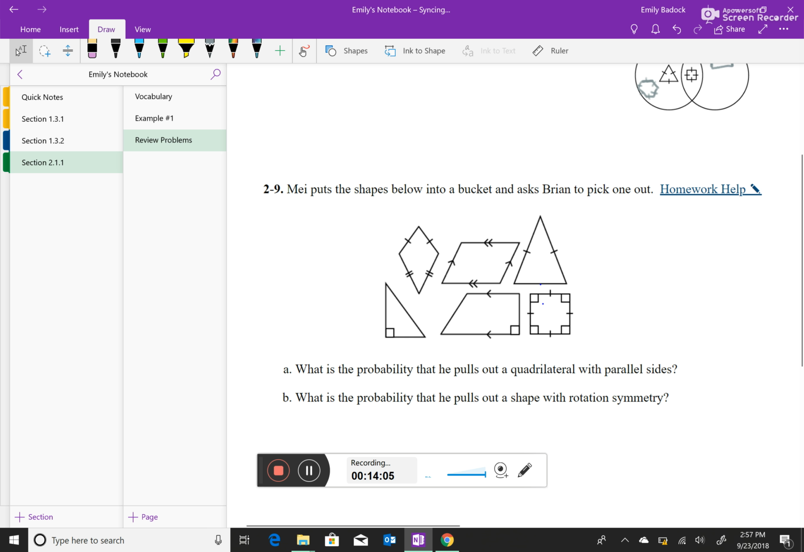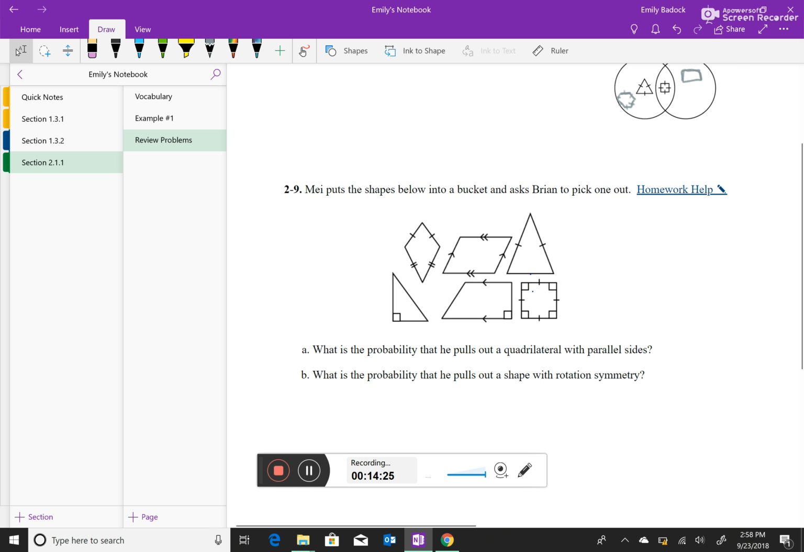So you have seen a lot of questions with probability and shapes, which means you're probably going to get a question like this on your individual test. So definitely make sure, maybe pause the video, make sure you know what's going on here. And 100% you know how to do that, because I'm telling you right now, this will be a question on your individual test. So what is the probability that it pulls out a quadrilateral with parallel sides?